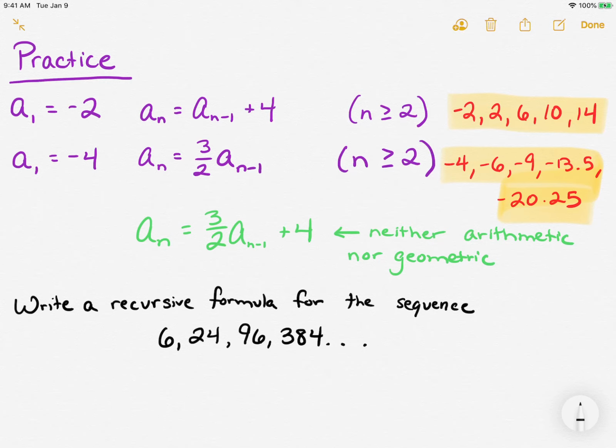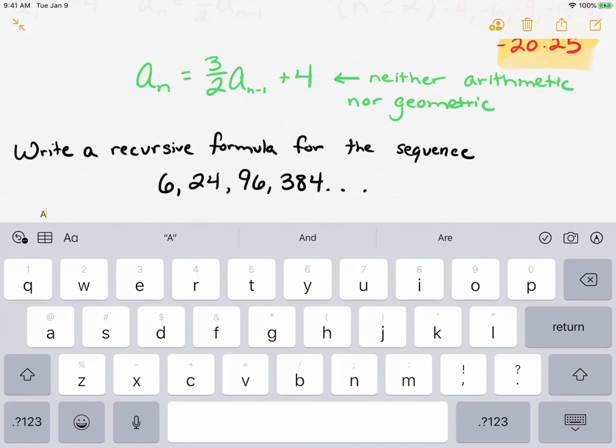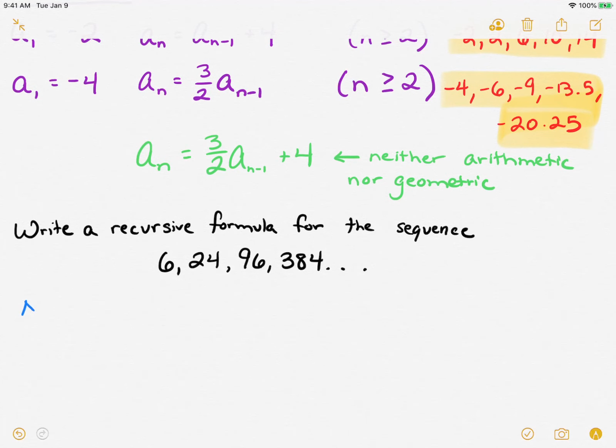So what were the 2 things that we needed whenever we were writing out the sequence of numbers? We needed A1, which was where it starts. We need the first term, which was the A1, and what else did we need? The A_n equals, which was the rule.